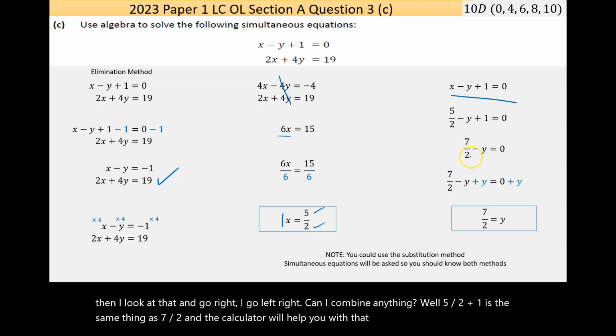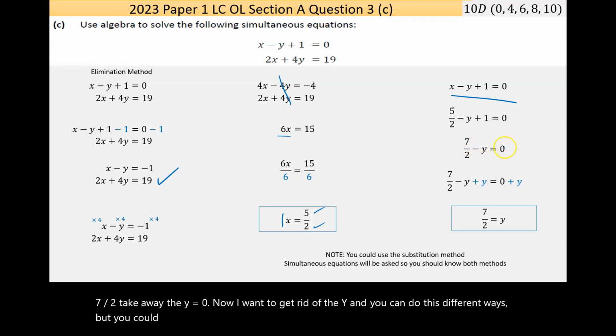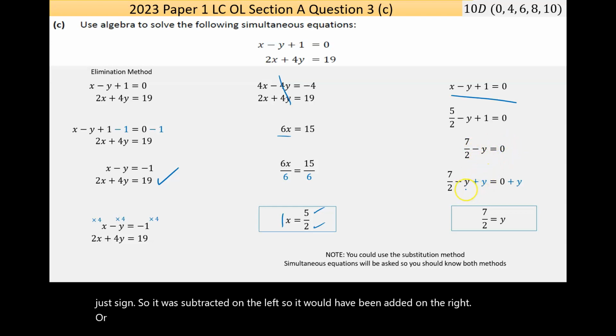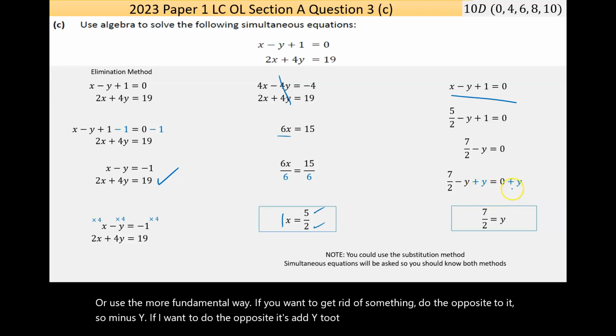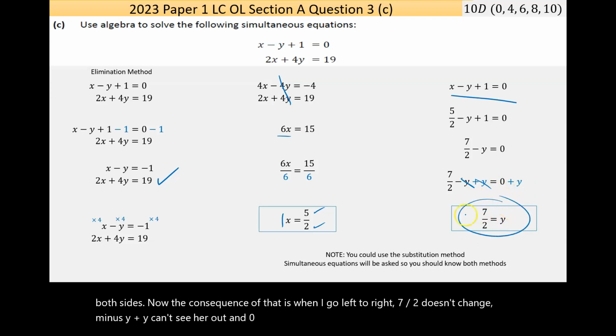7 over 2, take away the y equals 0. Now, I want to get rid of the y, and you could do this different ways, but you could just bring it across, and when something moves across, it changes operator, not just sign. So it was subtracted on the left, so it would have been added on the right. Or use the more fundamental way. If you want to get rid of something, do the opposite to it. So minus y, if I'm going to do the opposite, it's add y to it. If I do it to one side, I have to do it to both sides. Now, the consequence of that is when I go left to right, 7 over 2 doesn't change. Minus y plus y cancel each other out. 0 plus y is just y. So I have my answer.